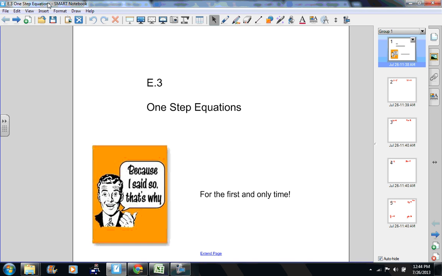All right, we are on equations point 3, which is solving one-step equations. Now, for the first and only time, I'm going to tell you something to do just because I said so. It's not necessarily that way, but I can't explain it to you until we get to the end of this chapter. So, for the first and only time, you must show your work, even though you can do it in your head. I know 99% of you are going to be able to figure these problems out, no problem, but you still have to show your work because I said so.